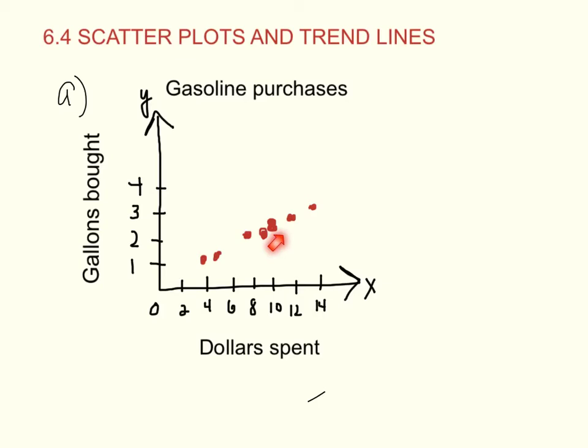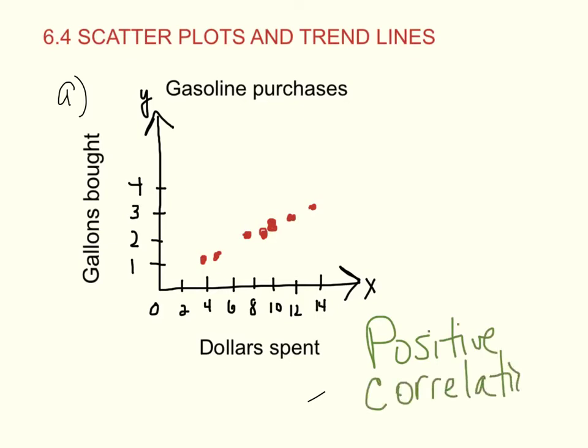So, what type of relationship does this show? Well, these go uphill. So it shows a positive correlation.